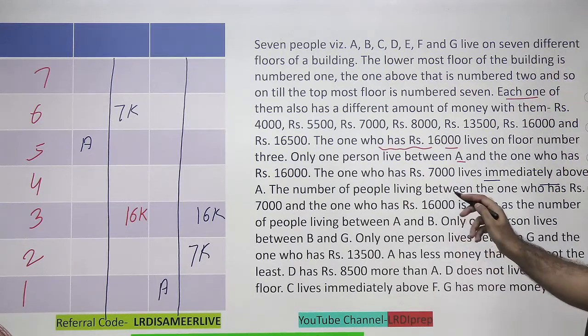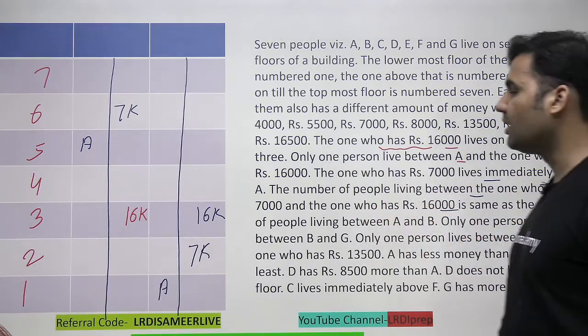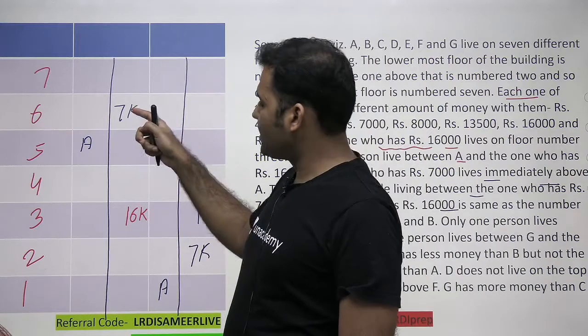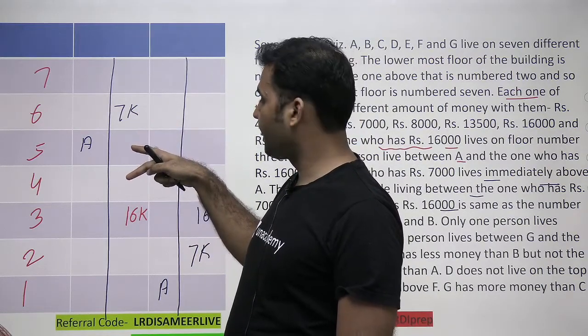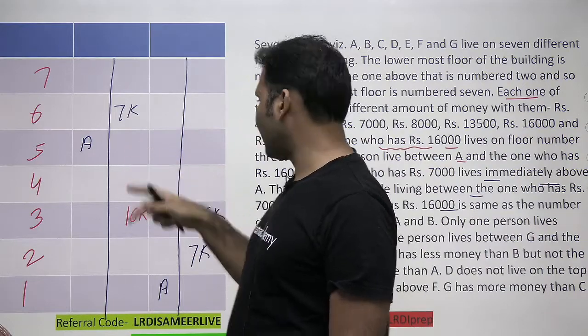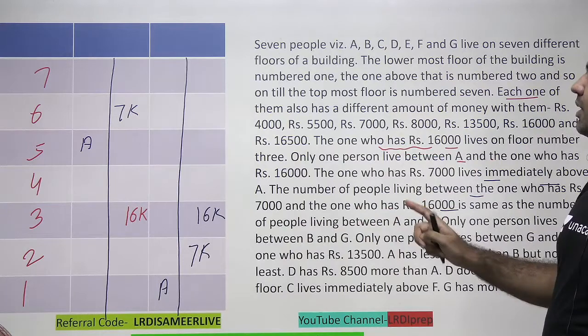The number of people living between the one who has rupees 7,000 and the one with rupees 16,000 is the same as the number of people living between A and B. Now you see that between 7,000 and 16,000 in this particular case, I have 2 people living. So that also means that A and B also have 2 people in between.